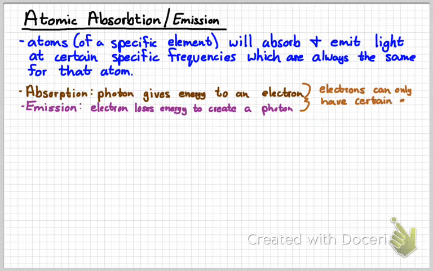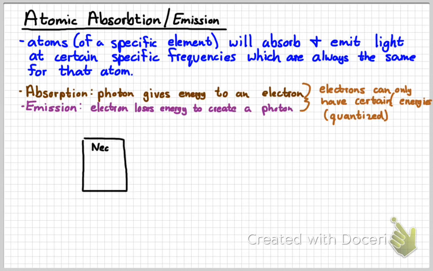So the key thing to understand is that the electrons in an atom can only have certain specific energies. This is what the word quantized or quantum means. They can only have certain specific energies, and they can't have energies in between those two energies.